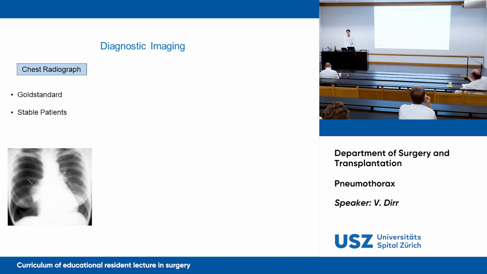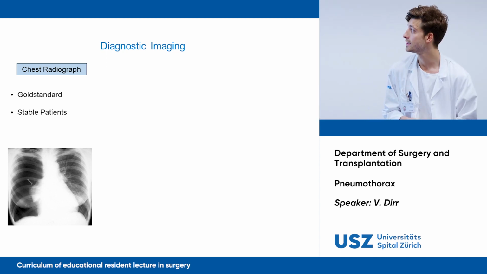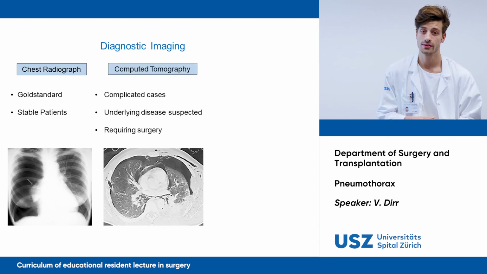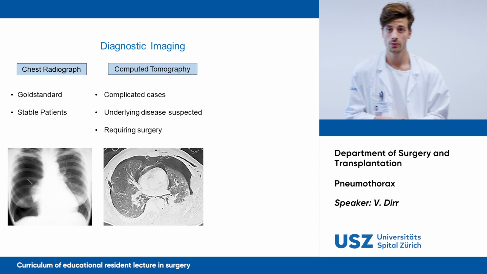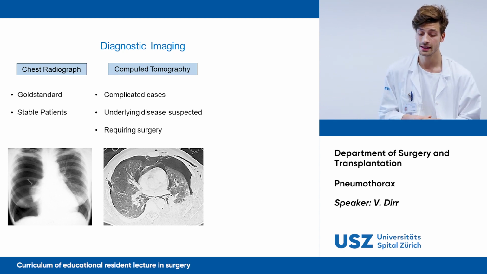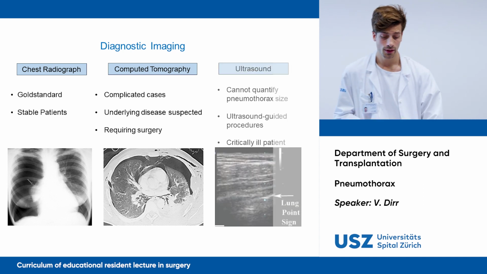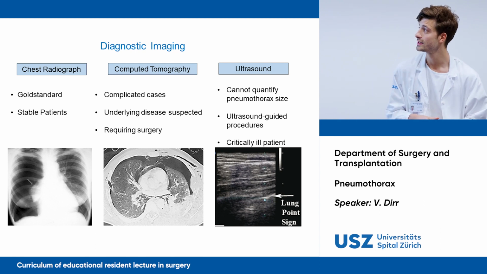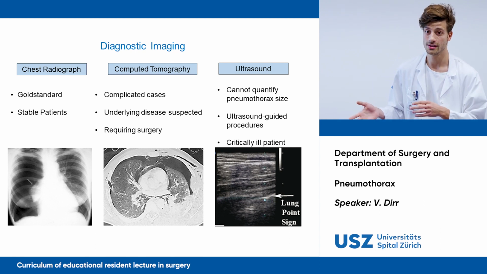For diagnostic imaging tools, we have the chest radiograph. It's considered the gold standard. It's good for quantifying the size, to make the diagnosis, or to monitor the disease, mostly done in stable conditions. If it's getting a little bit more complicated, then we're going to decide for a CT scan, or when we suspect an underlying pulmonary disease, or if we require it for surgery planning. And another good tool is the ultrasound, because it can make the diagnosis of a pneumothorax. On the other side, it can hardly quantify the size of it.